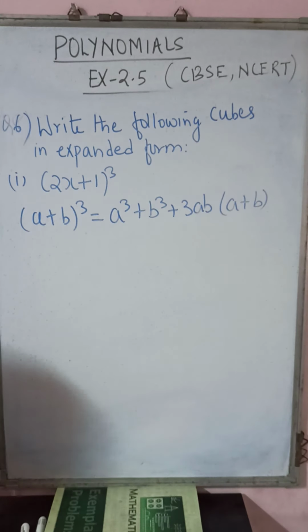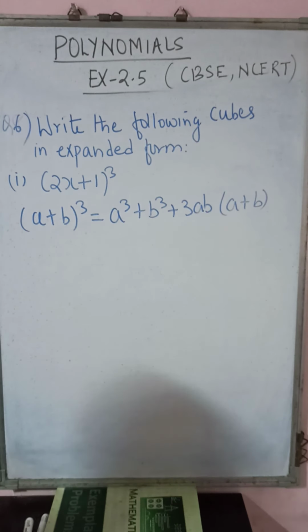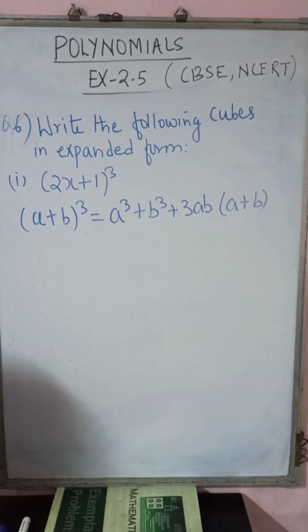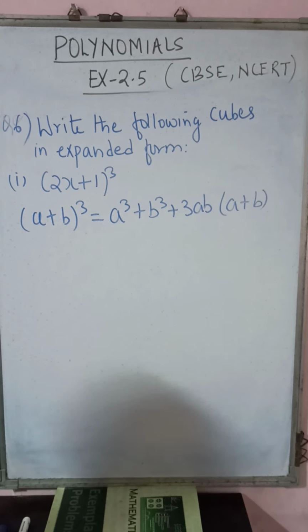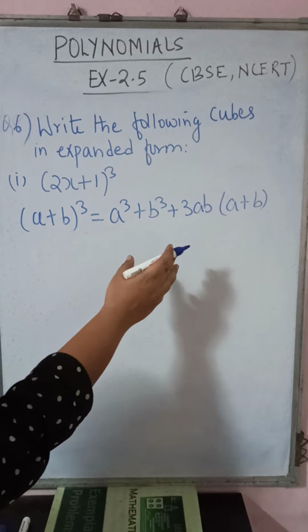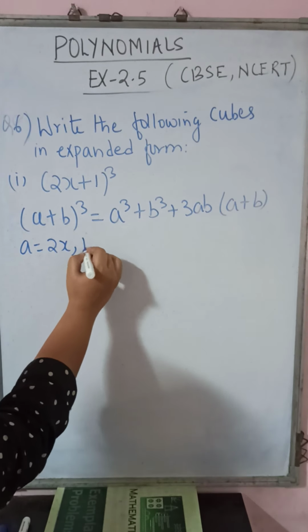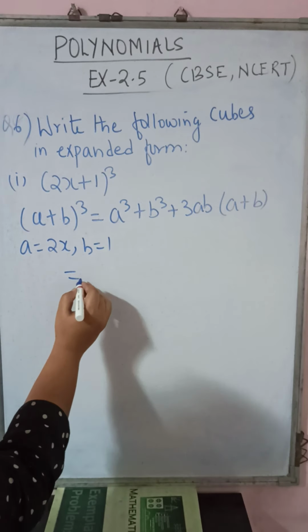Before we solve the questions, we have to learn all the identities. Only in this exercise 2.5 there are almost 9 identities. So this is one of them. (a + b)³ is a³ + b³ + 3ab(a + b). Here a is 2x and b is 1. Now put in the identity.